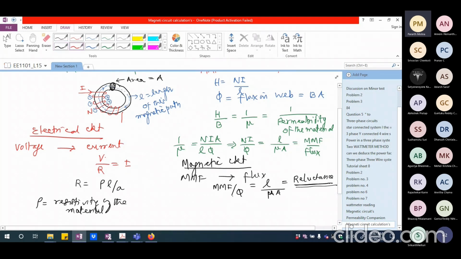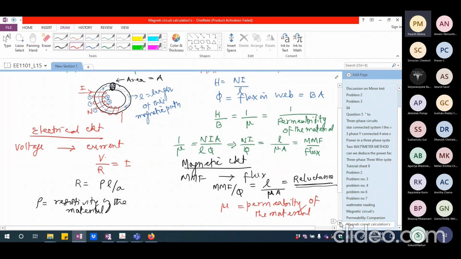The same way here I should be able to say mu is the permeability of the material through which the magnetic flux is passing. Okay, so this is the permeability of the material, which plays a very, very vital role in deciding how easily it will allow the magnetic flux lines to pass, or how hard it is for the magnetic flux lines to pass through a particular material.